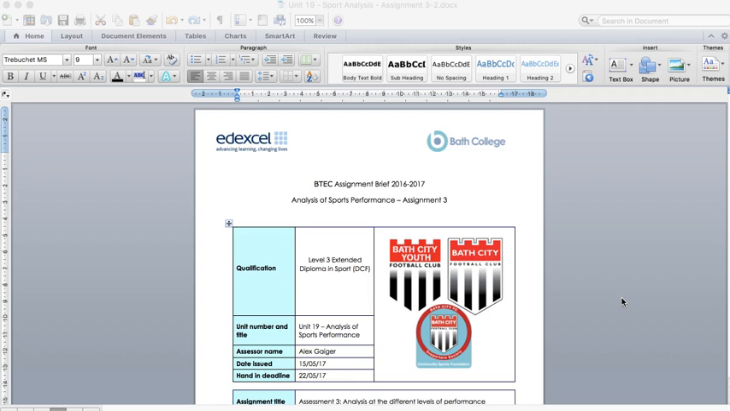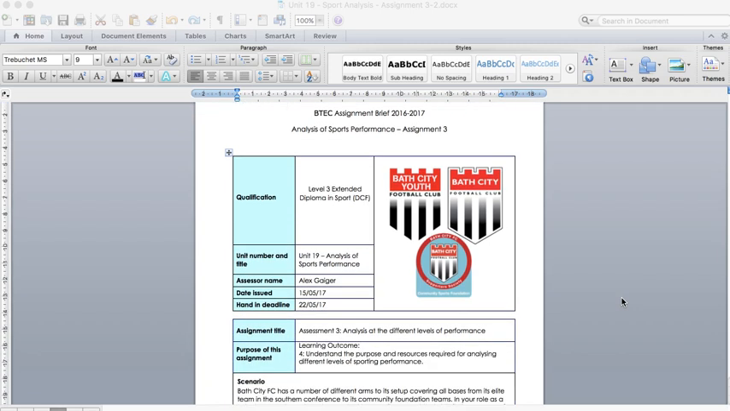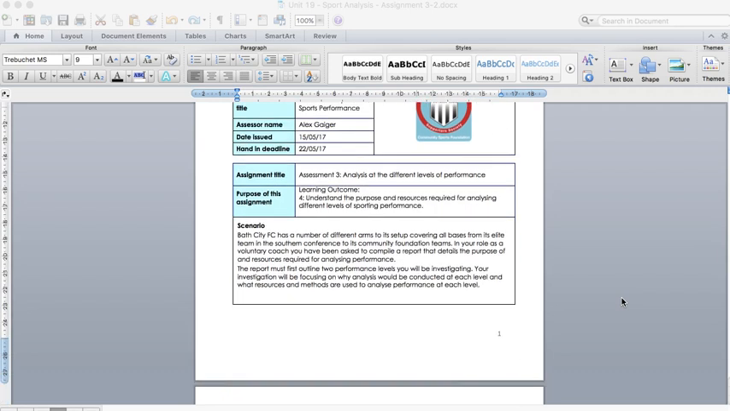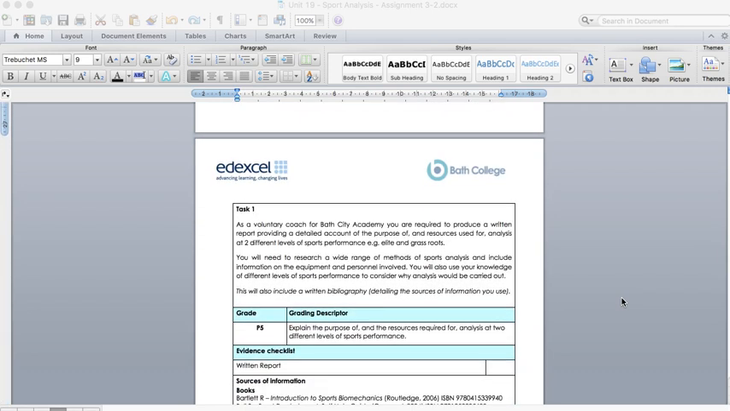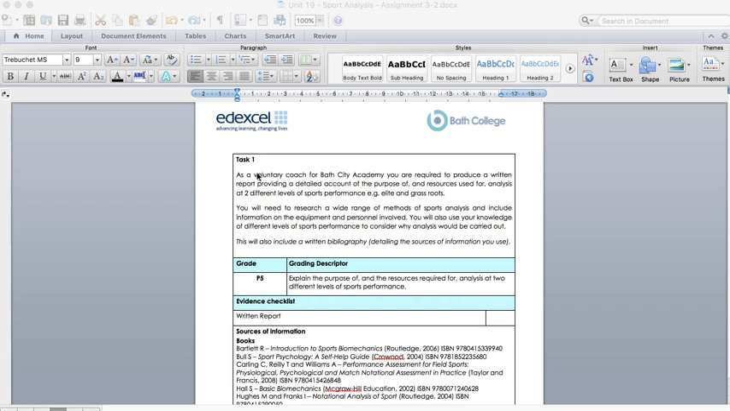This is the final assignment for sports analysis. It's only P5 criteria. I'll just walk you through what you need to do. So if we just get onto task 1 straight away, what we can see is that you need to research a wide range of methods of sports analysis.